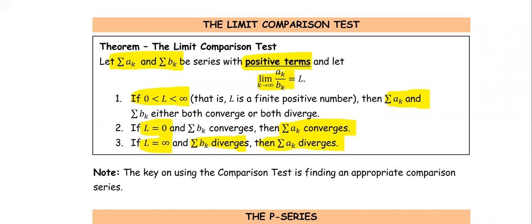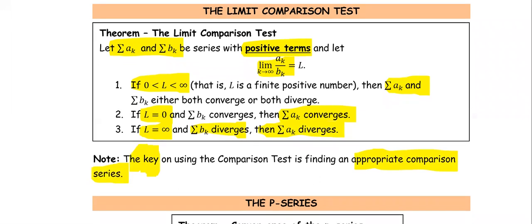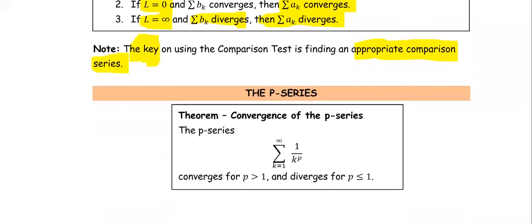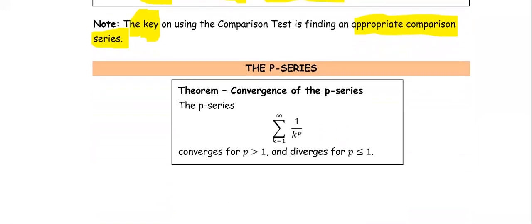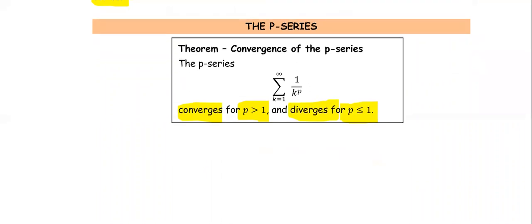The key to using the comparison test is to find an appropriate comparison series. In our problems, we're going to use the p-series as a comparison series. For p, the power of k, greater than 1, the p-series converges. For p less than or equal to 1, the p-series diverges.